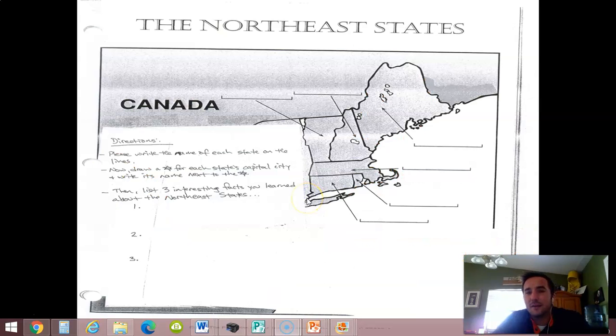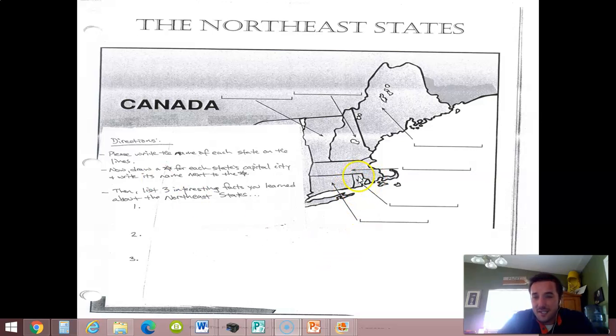Here's your assignment. Do 2 things. I should say more than 2 things. It says write the name of each state in a line. So see this line that points here? That's New Hampshire. Spell it correctly there, please, using the book. Then draw a star in the state for each state's capital city and write the name next to the star. So please make sure you do that.